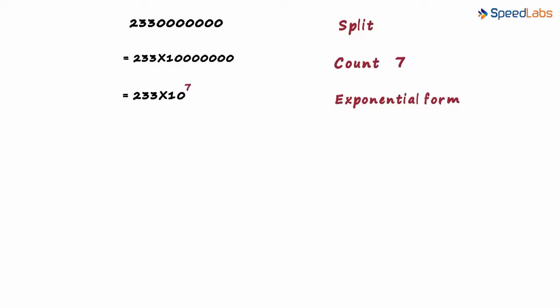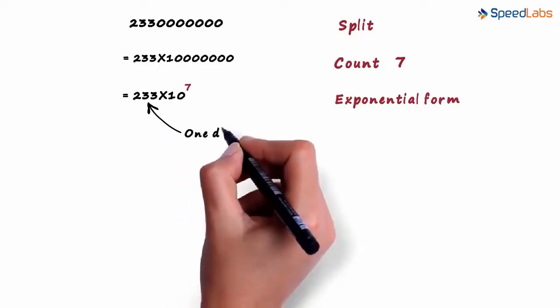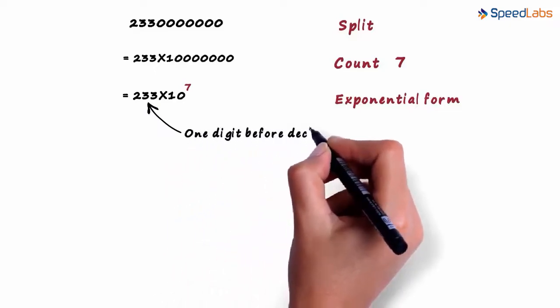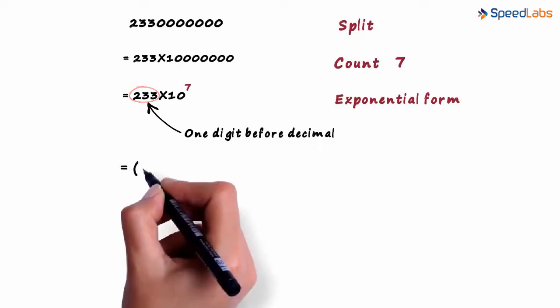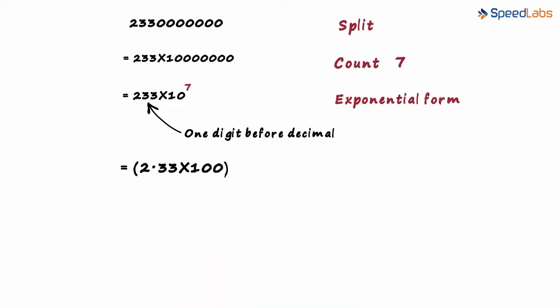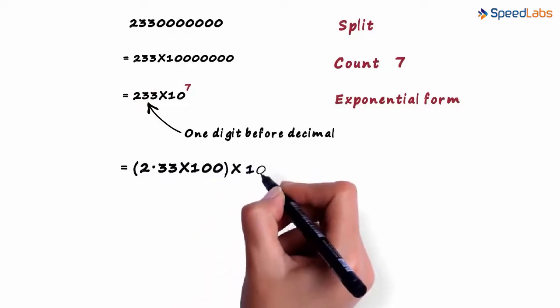There is a small point we need to remember here. The number which is multiplied to the powers of 10, in this case 233, should have just one digit before the decimal point. Where's the decimal point here? 233 can also be written as 233.0. So it has 3 digits before the decimal point. To get just one digit before the decimal point, here is the trick. We can write 233 as 2.33 multiplied by 100 and 10 raised to 7 as is.